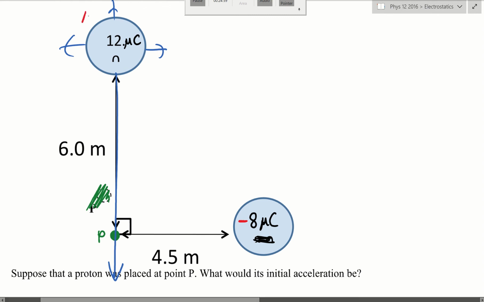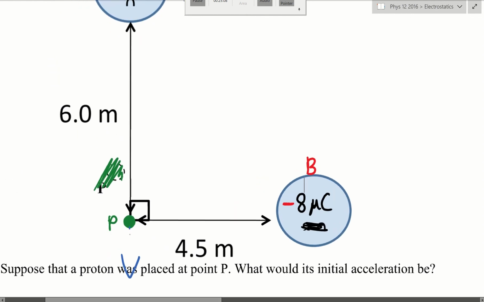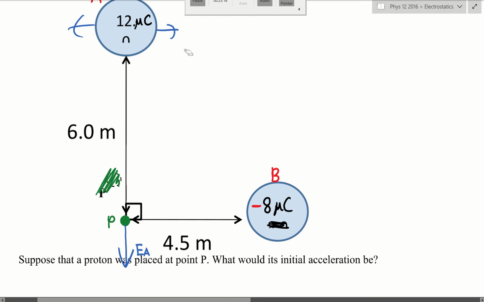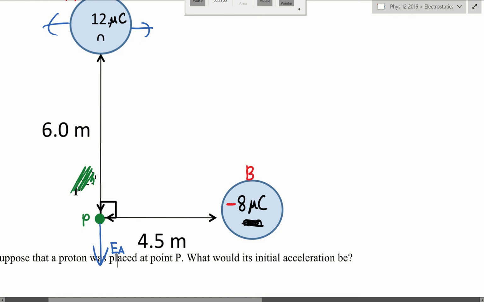Let's say this is A, this is charge B, and we now have a first vector, which is this one right here. So this is the electric field at point P due to charge A, the one that is 12 microcoulomb. Okay, so moving on. Now, we have this one that points toward the south. And now for charge B.